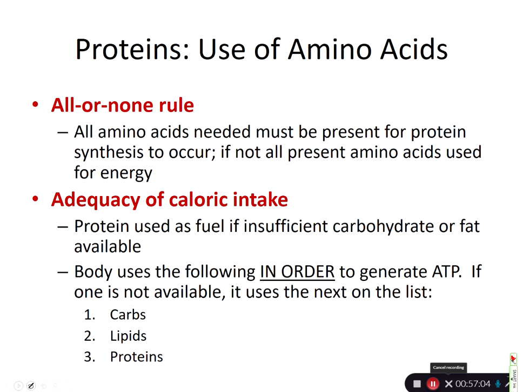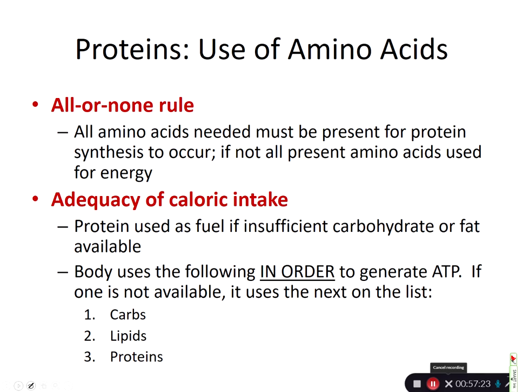So there is this sort of all or none rule when your body is making a protein. That means that you have to have all the amino acids needed to make that protein. If you are missing one, you don't make the protein. It's an all or none rule. Okay, so if you're missing one, you can't make it.